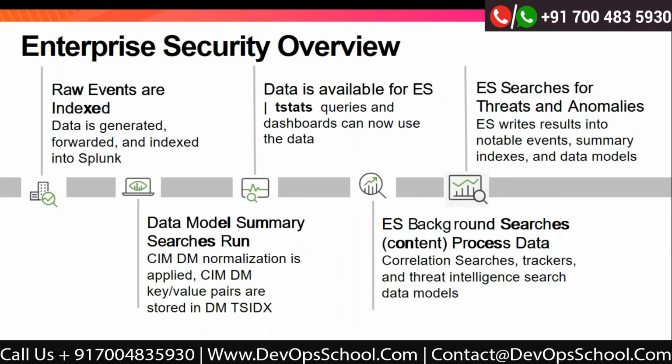So how will Splunk Enterprise Security work? First, a raw event will be indexed from different data sources into indexes. How is that done? When we generate the data from our remote machines, either firewalls, network devices or any servers, that data will be forwarded to our indexers and indexed into Splunk. And then Splunk Enterprise Security majorly works on data models. I'm not sure if you have heard about what a data model does.